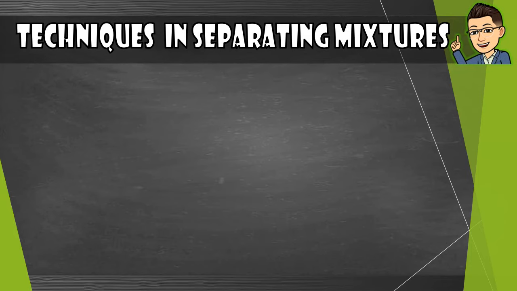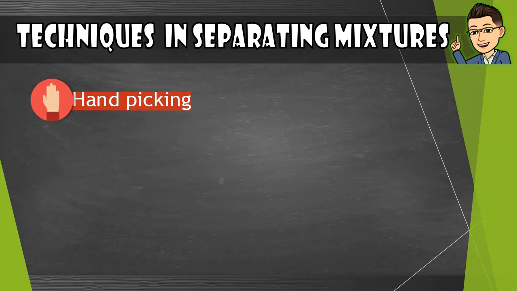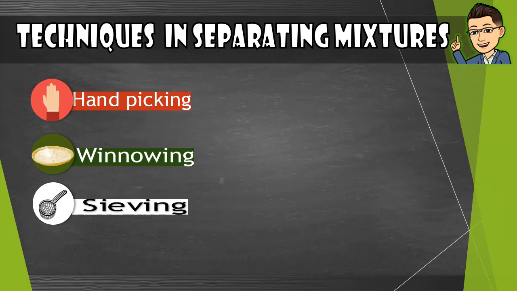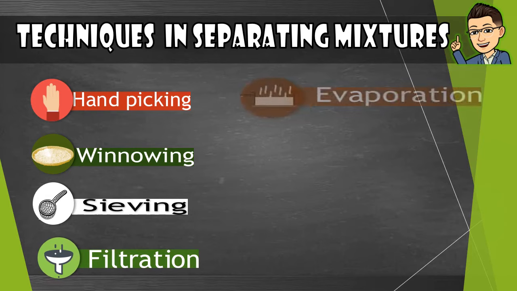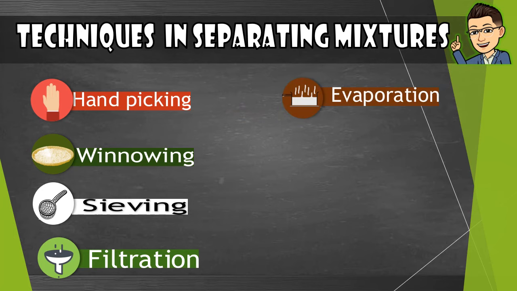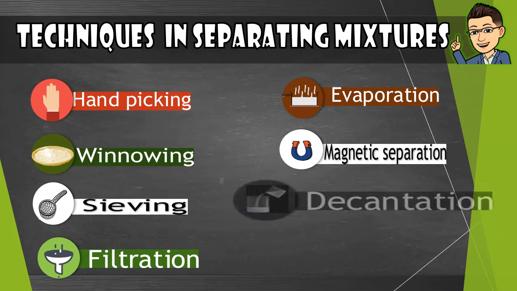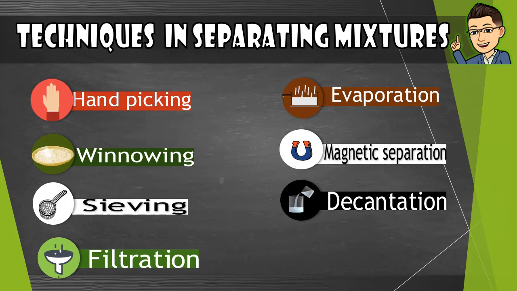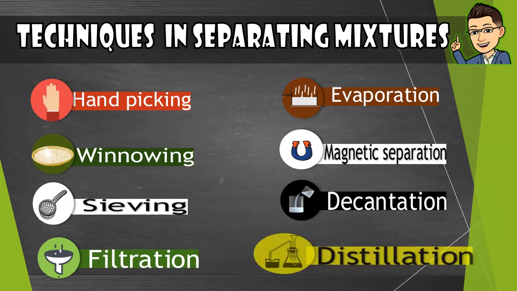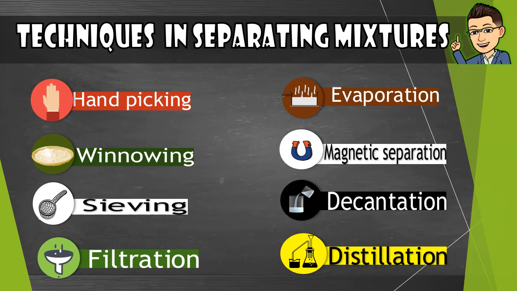Now that you have learned the different techniques in separating mixtures, can you enumerate them all? Number 1, hand picking. Number 2, winnowing. Number 3, sieving. Number 4, filtration. Number 5, evaporation. Number 6, magnetic separation. Number 7, decantation. And number 8, distillation.